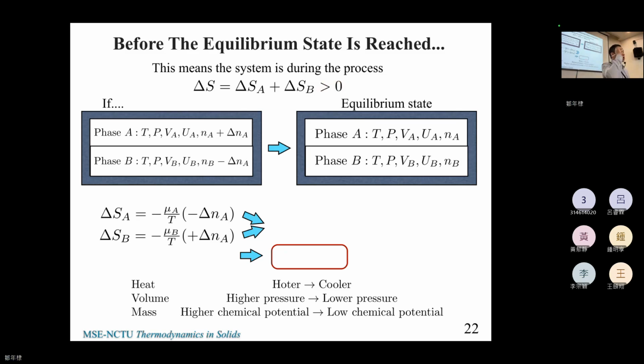Okay, so let's imagine that if the phase interface has just one step to reach the equilibrium state. So what is that state? NA and NB. Now it's NA plus delta NA. So from A to B, we say mass flow. Okay, when the phase A mass flows to B, it reached the equilibrium state.